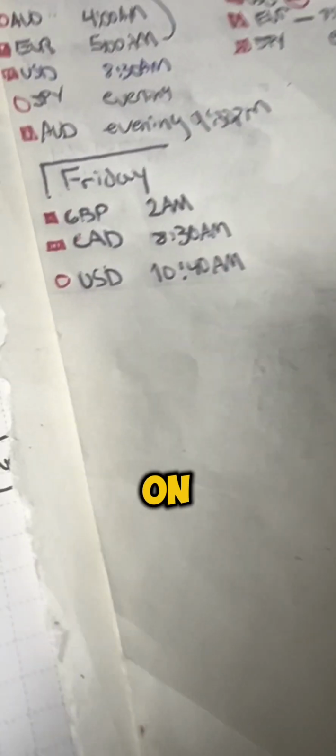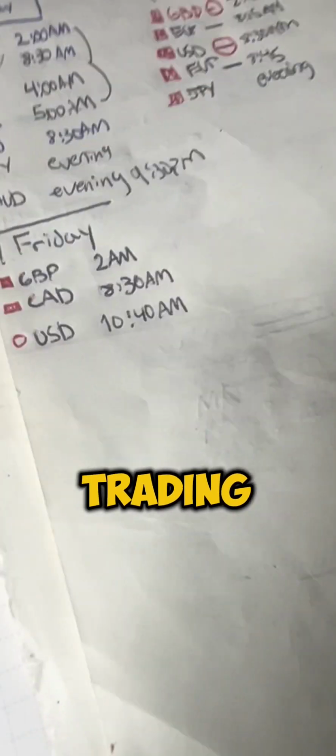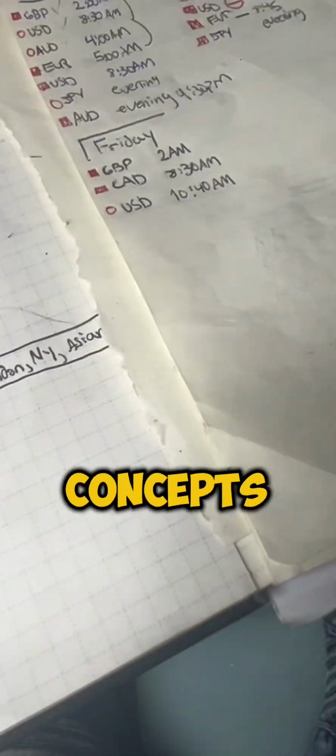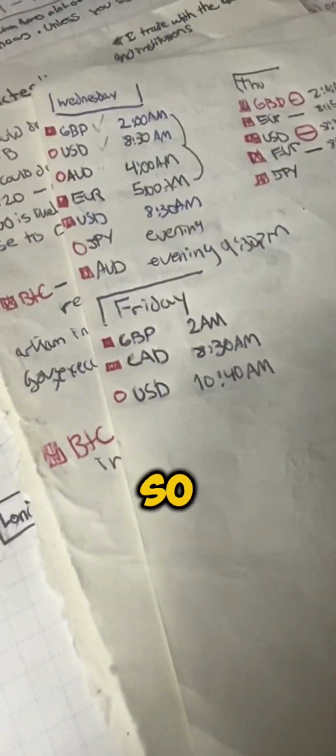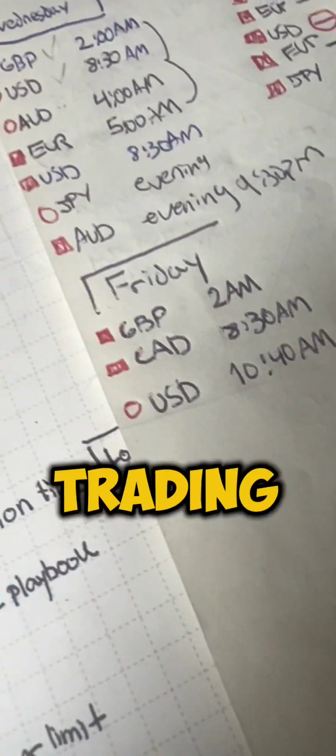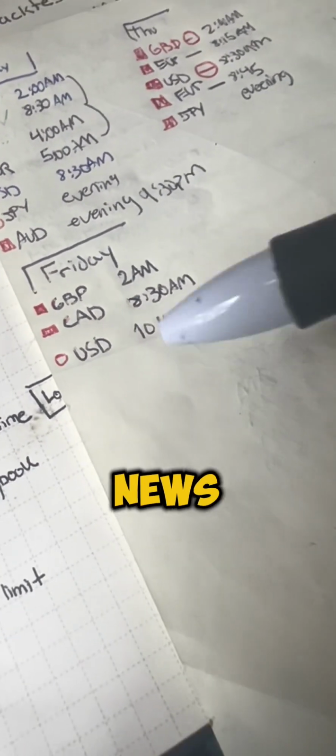Alright guys, we're gonna hop on the charts in a second, but I wanted to go over this real quickly for you guys that are trading SMC concepts, smart money concepts. So the first thing I want you guys to understand is the first thing I usually do when I'm trading smart money is I need the news, because we need news to move the market, right?